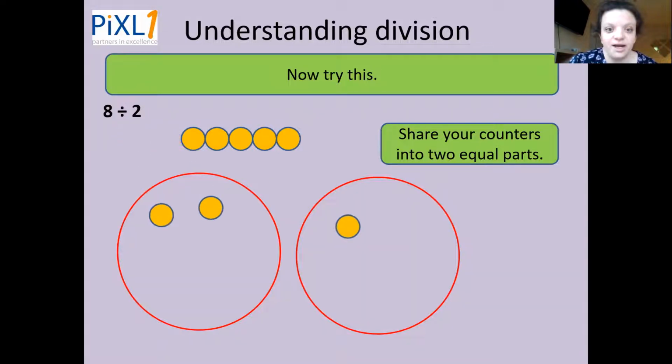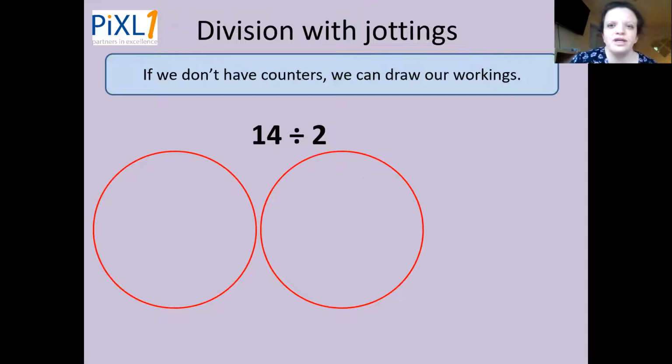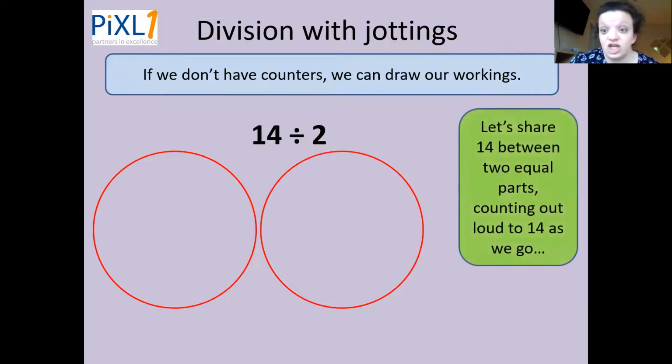Okay, so 8 divided by 2 equals 4. So in each we have got 4. 8 divided by 2 equals 4. Well done. Now, if we don't have counters, we can draw our workings, which is like what you've been doing. So let's share 14 into 2 equal parts. But remember to still keep thinking what two numbers add together to make 14, and what times by 2 makes 14. So what will 14 divided by 2 be? Because you can use your knowledge of that. Okay, pause and have a go at 14 divided by 2.